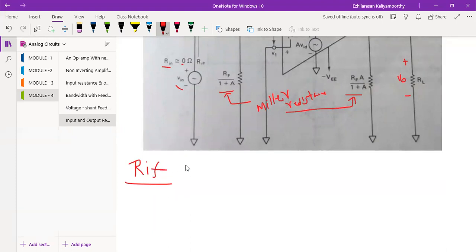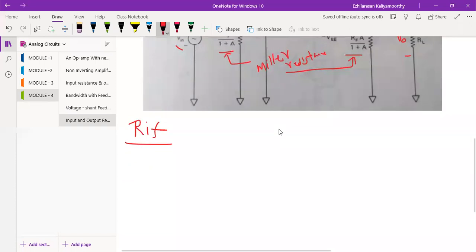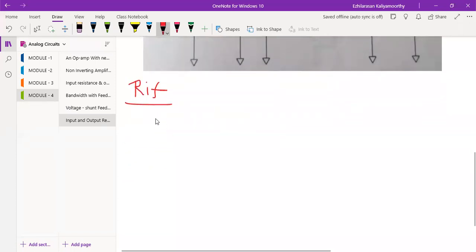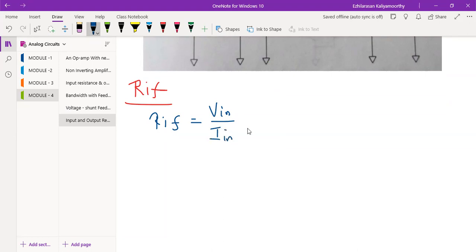So now what you need to do? To calculate that, use Miller's theorem to find the input resistance with feedback very easily. We already split the RF into two Miller components. Now the diagram is drawn already. Next, RIF, seen from the input side, is equal to the input voltage divided by the input current. You can consider this equation number 1.